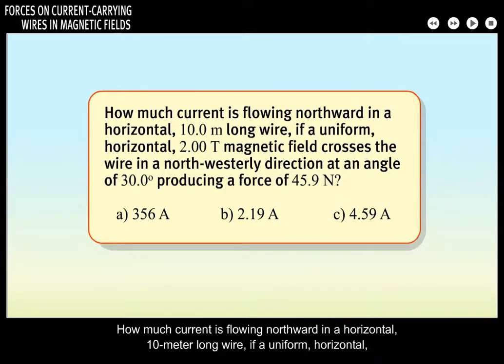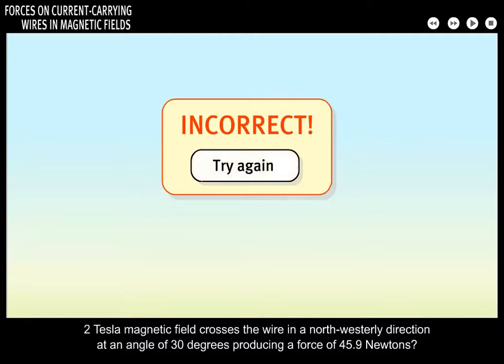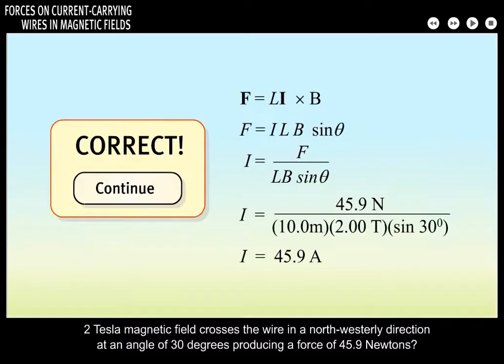How much current is flowing northward in a horizontal 10-meter long wire if a uniform horizontal 2 Tesla magnetic field crosses the wire in a northwesterly direction at an angle of 30 degrees, producing a force of 45.9 newtons? Try again. Correct.